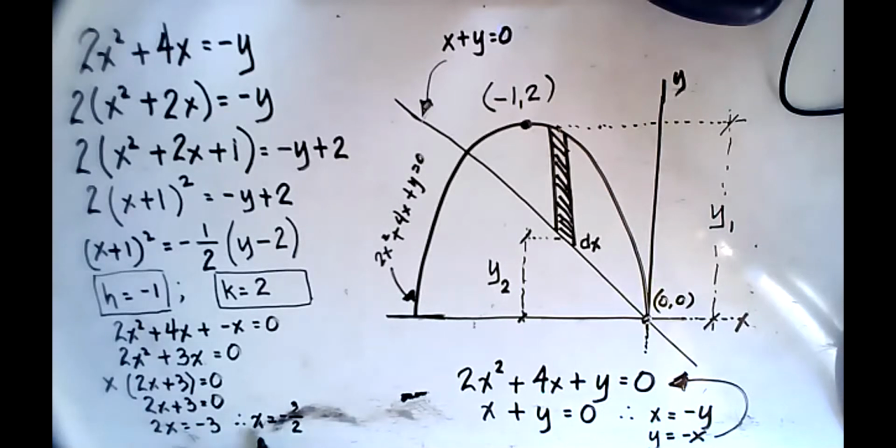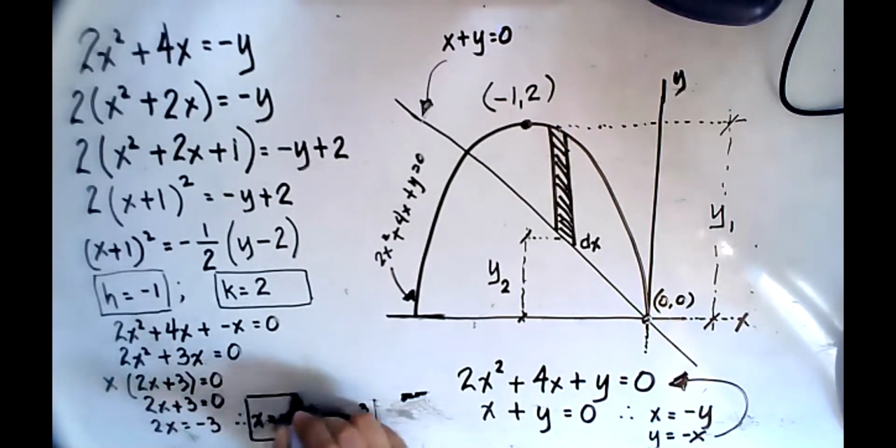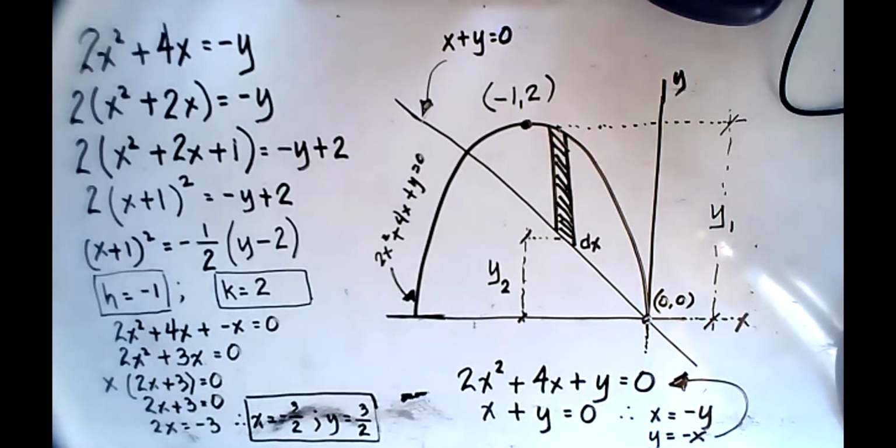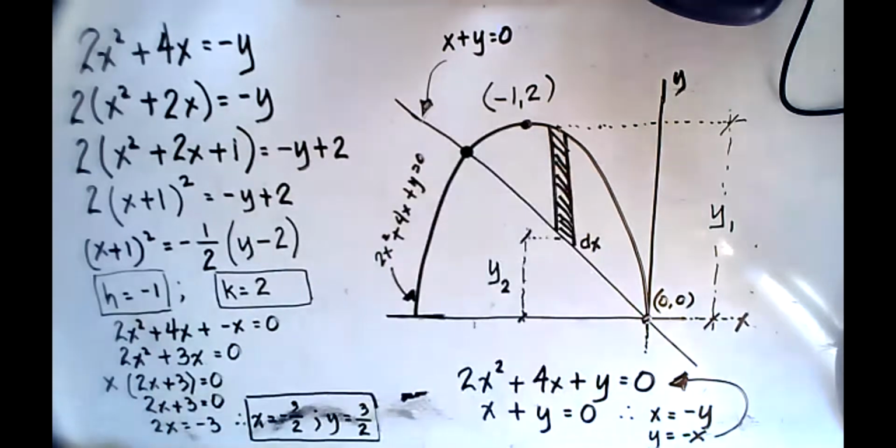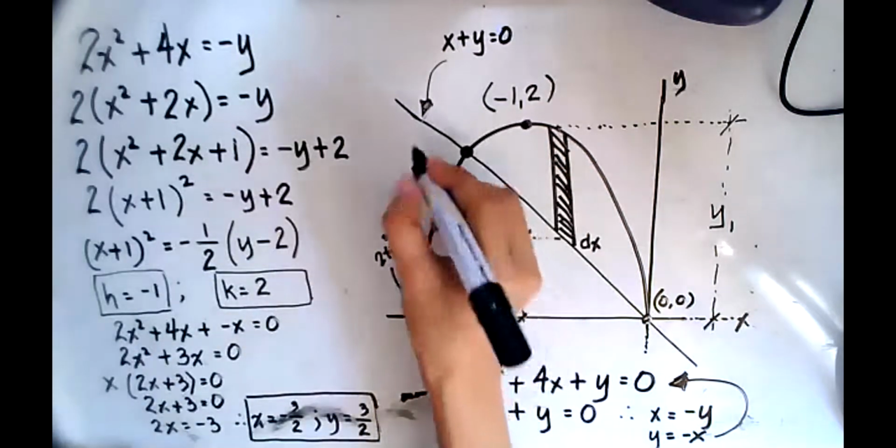halves. If x is negative 3 halves and x is equals to negative y, so that means the value for y is equals to negative x. If x is negative 3 halves, then y will be equals to positive 3 halves. Okay? So that means this point is at the point wherein you have negative 3 halves.